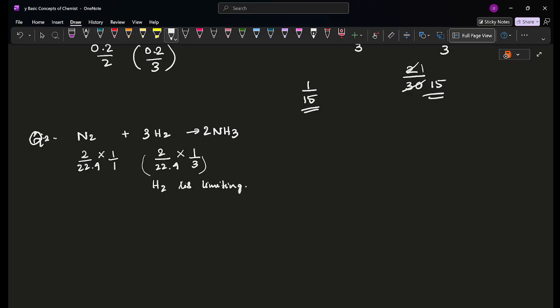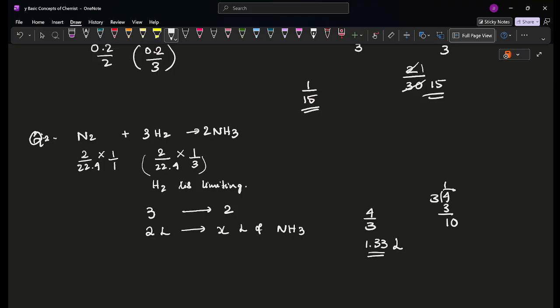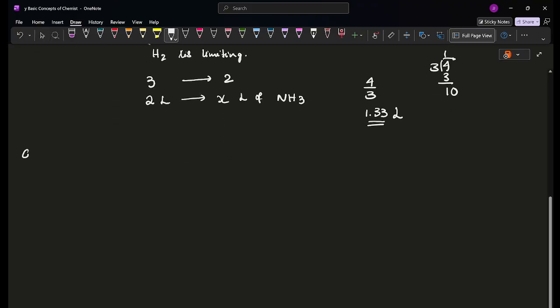And what happens next is you need to find the number of liters of NH3. Already, 3 moles of H2 gives 2 moles of NH3. Then 2 liters of H2 would give how much liter of NH3? Let's take that as x liter of NH3. So we get 4 by 3, and 4 by 3 is 1.33. So that is the answer. So let's just go to the next question.